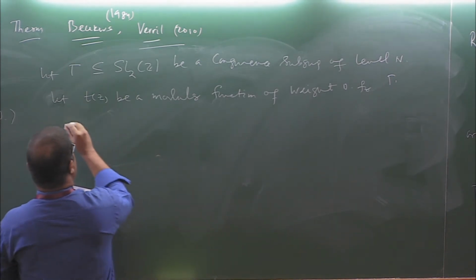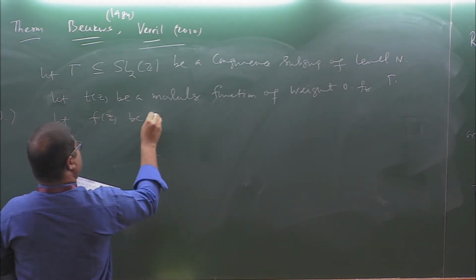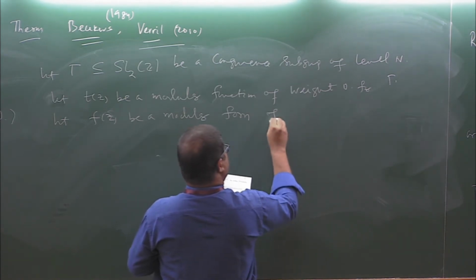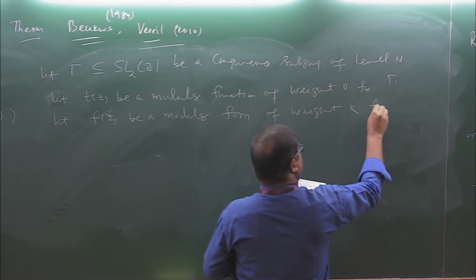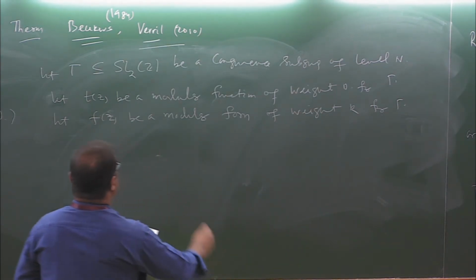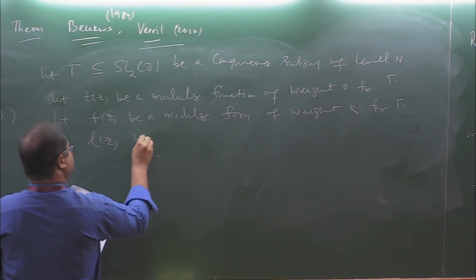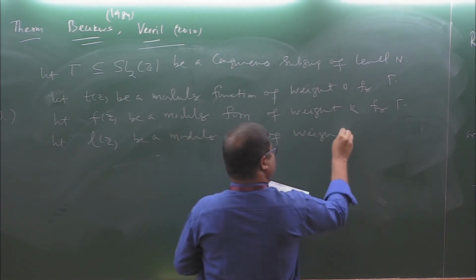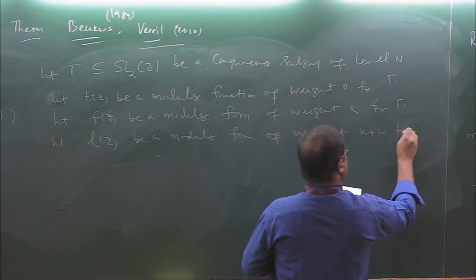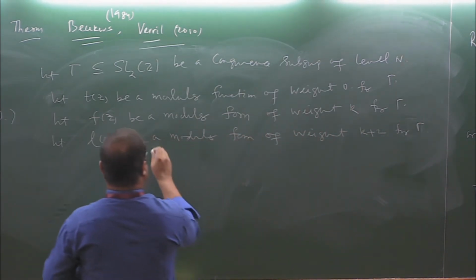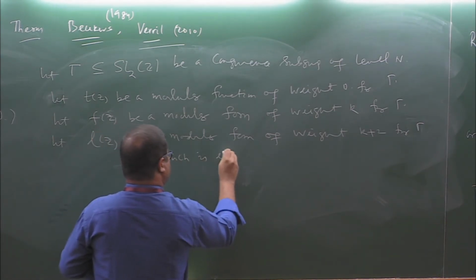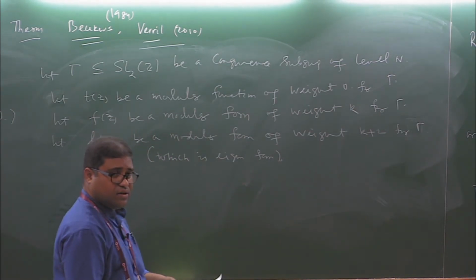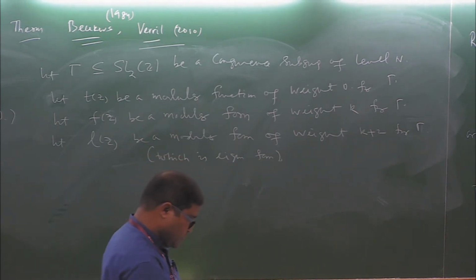Let f(z) be a modular form of weight k for Gamma, and let L(z) be a modular form of weight k plus 2 for Gamma, which is an eigenform for all the Hecke operators, or basically it has an Euler product expansion for its Fourier coefficients.